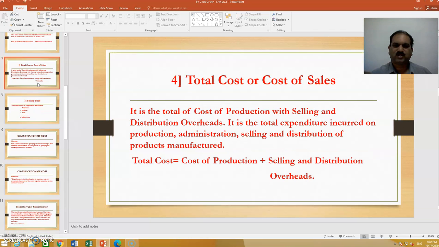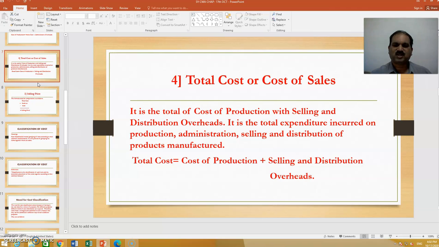Now let's see what is total cost. Total cost is also known as cost of sales. It is the cost of production when added with selling and distribution overheads. It is the total expenditure incurred on production, administration, selling and distribution of products manufactured. Hence the formula is cost of production plus selling and distribution overheads is equal to total cost.